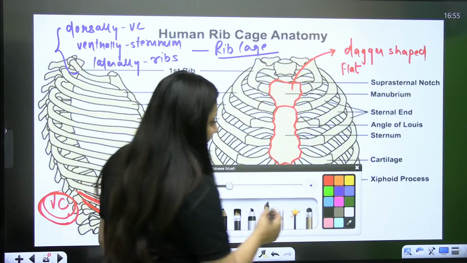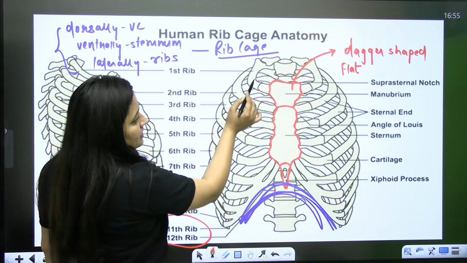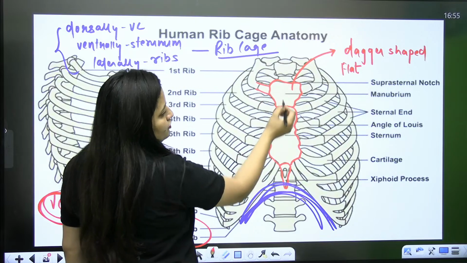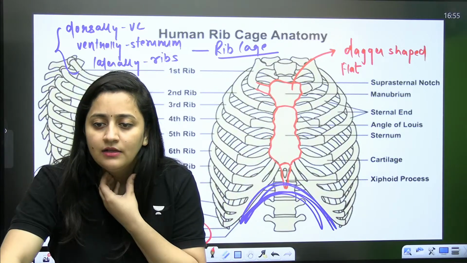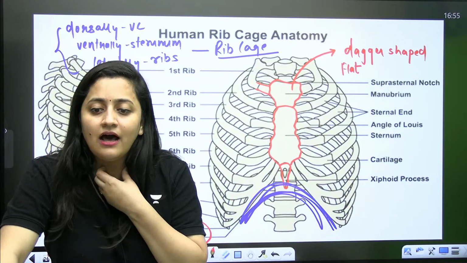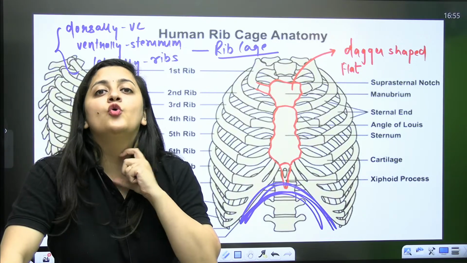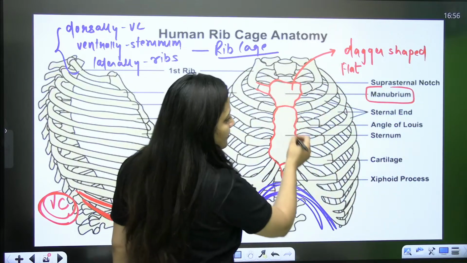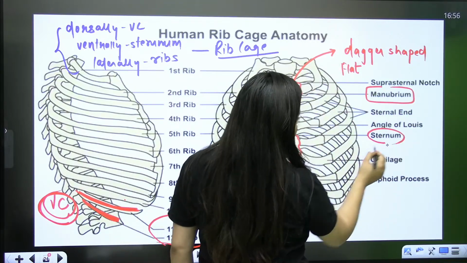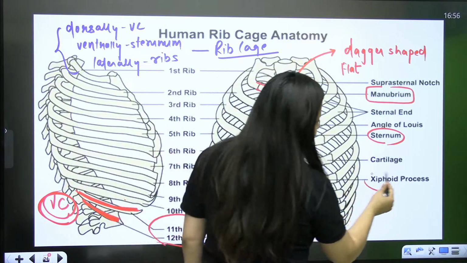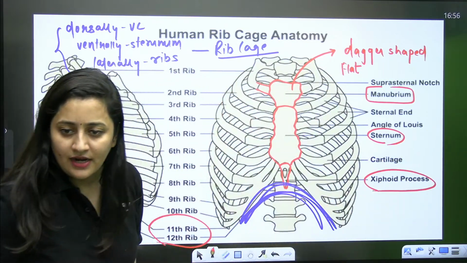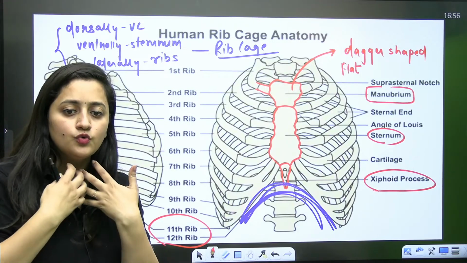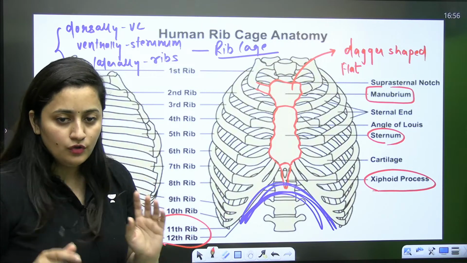And when you look at this part, that is your sternum. One more thing you should remember is that this portion looks like a tie, right? The knot part is the manubrium, this flat part is the sternum body, and this pointed part is the xiphoid process. Like the tie that we wear with a suit, or even in schools.